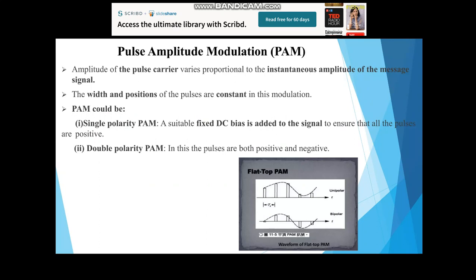Pulse amplitude modulation, PAM. The amplitude of the pulse carrier varies proportionally to the instantaneous amplitude of the message signal. The width and position of the pulses are constant in this modulation. PAM could be single polarity PAM, where a suitable fixed DC bias is added to the signal to ensure that all the pulses are positive. Double polarity PAM: in this the pulses are both positive and negative.